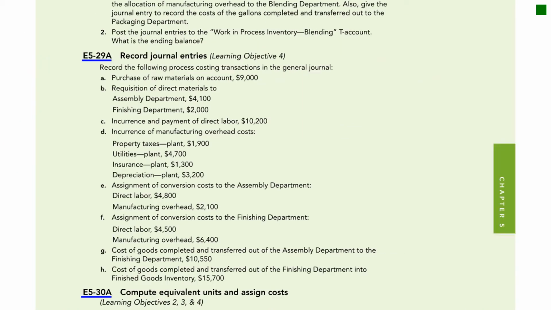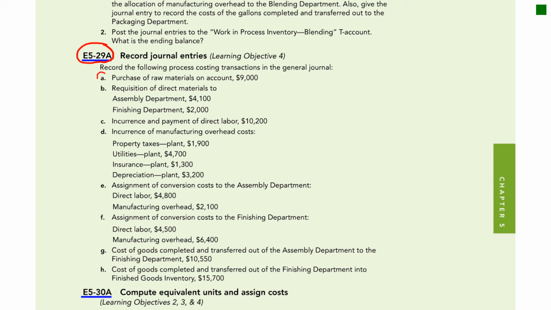Okay, so you definitely want to review the journal entry aspect of this chapter. This is exercise E5-29A, and I've got the answers in the next couple of slides, but essentially, guys, this is the same thing as job costing. The only difference is you're going to have multiple work in process departments.